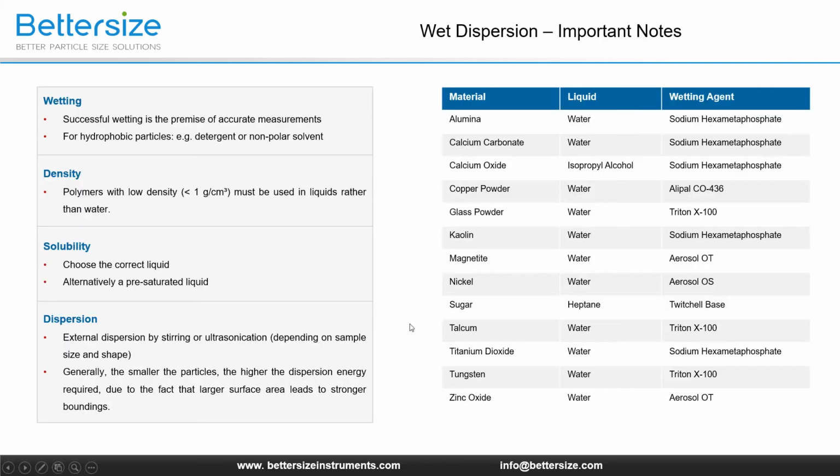Here are important notes when you are carrying out a wet measurement with the Bettersizer 2600. The premise of accurate measurements is successful wetting. For hydrophobic particles, try to use detergents or non-polar solvents for wetting. Sample density and solubility in liquid must be considered. Some liquids and wetting agents for particular materials are displayed in the right table for your reference. And depending on the size and shape, external dispersion may be required, such as stirring and ultrasonication. Generally speaking, the smaller the particles, the higher the dispersion energy required.